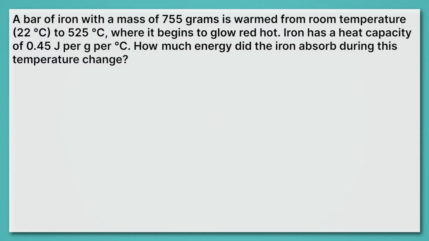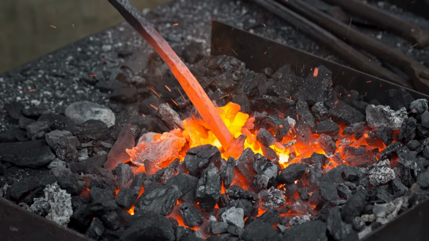Iron has a heat capacity of 0.45 joules per gram per degree Celsius. How much energy did the iron absorb during this temperature change? Well, let's just take a look at a picture of this process. Here we have a bar of iron sitting down in some hot coals. Initially, that bar of iron was just black. It wasn't glowing at all, and it was at room temperature, and we want to know how much heat it absorbed to begin to glow.